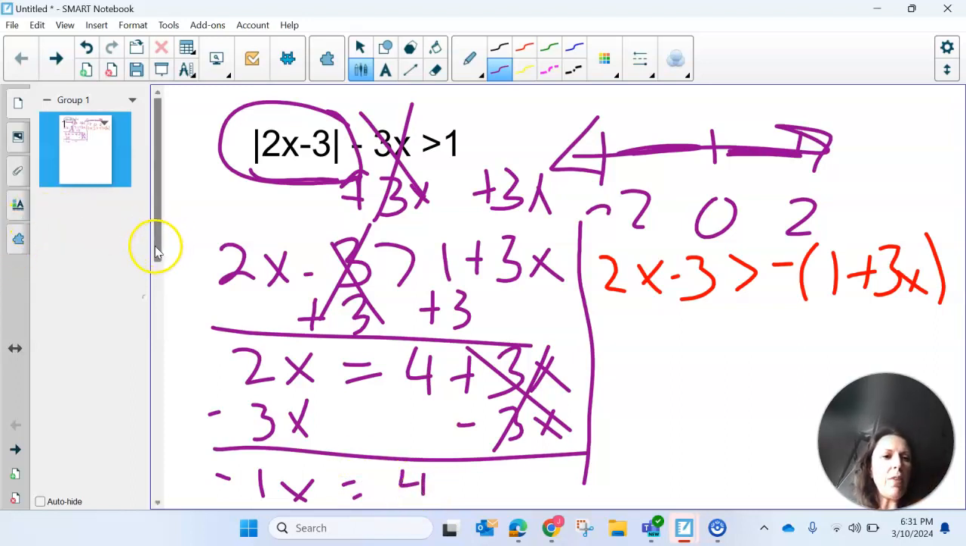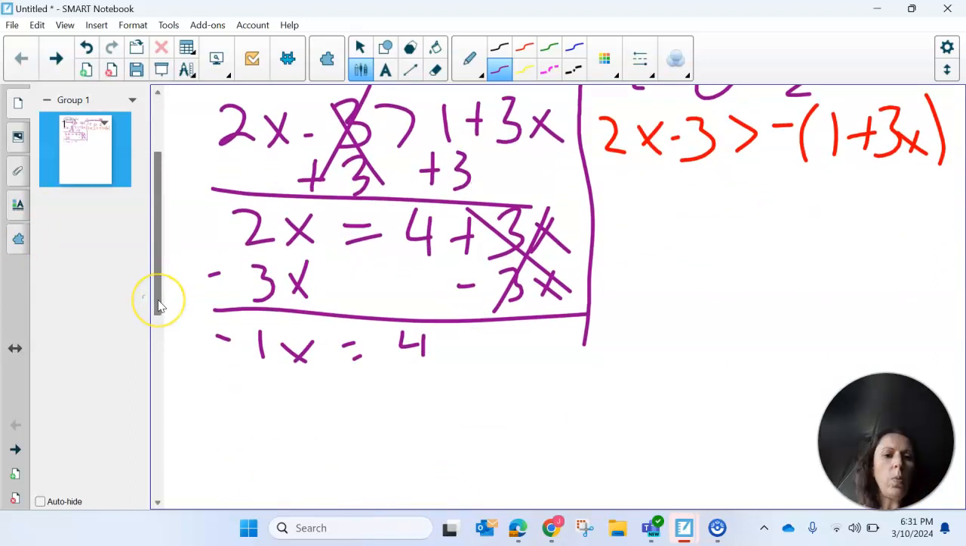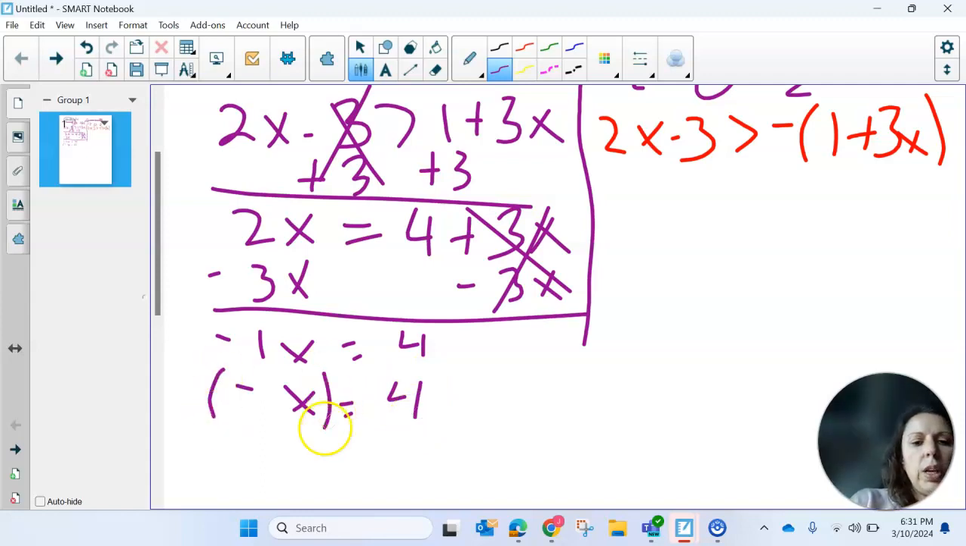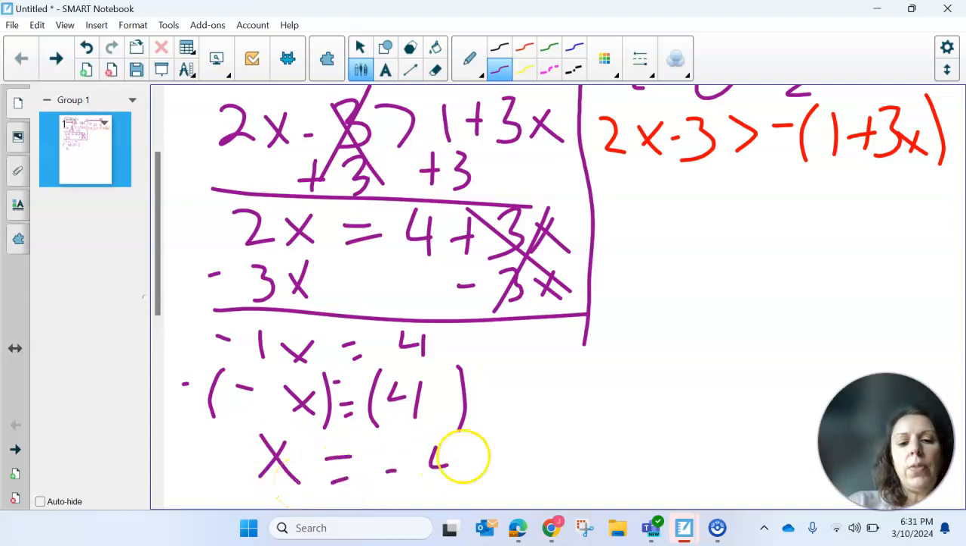And we know when we have 1 of something, we can really just delete the 1 and make it -x equals 4. Well, I don't like that -x being there, so I'm going to get rid of it by multiplying both sides by the opposite. So now a negative times a negative is a positive, x equals -4. On this side, we got -4. We will go back and check at the end, okay?